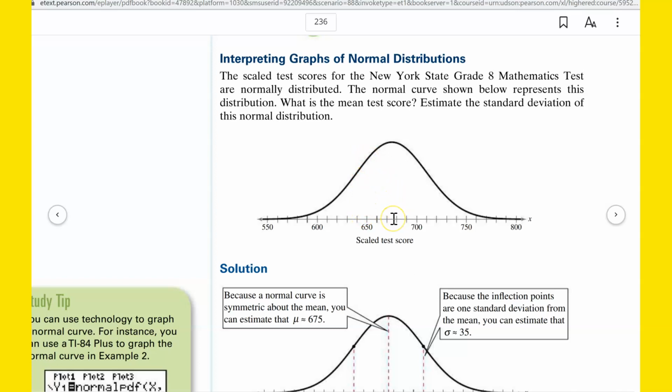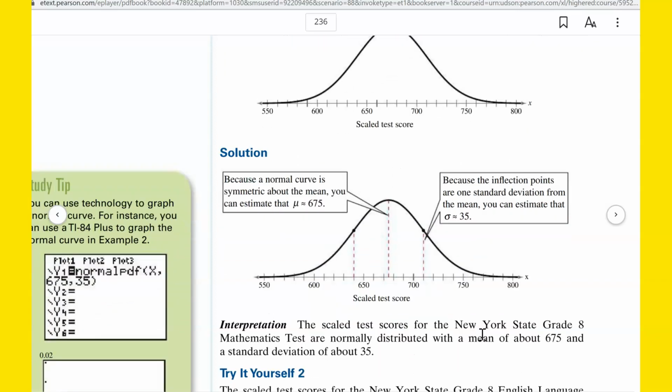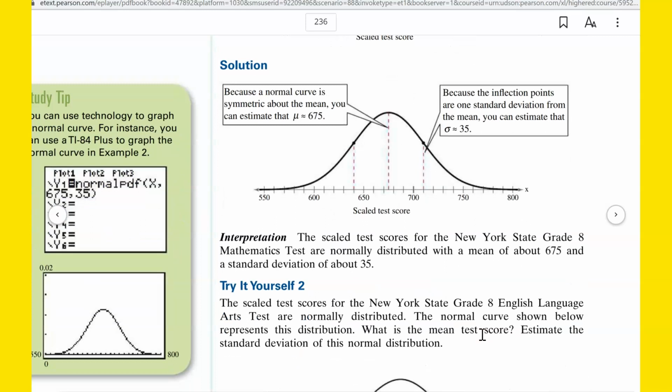So if 675 is the mean, one standard deviation below the mean would be somewhere around 640 or 650. I'm going to say that the standard deviation is around 25 or maybe 35, somewhere around 30. And if I look at the solution, they say that it's 35. So we weren't too bad off on our estimate there.